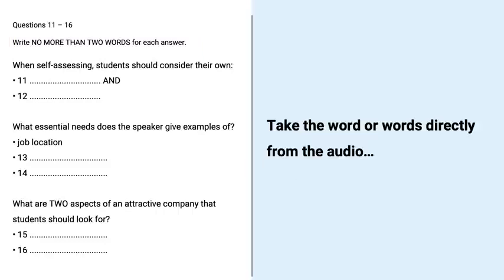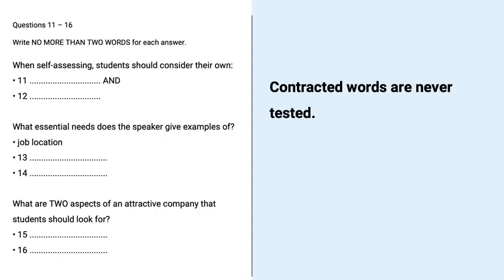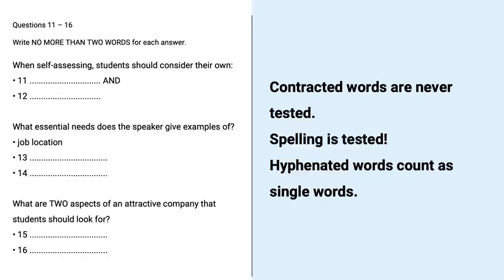Now, as you listen, you'll be taking the word or words directly from the audio. You don't change them at all. They should fit in those gaps. Contracted words are never tested. Spelling is tested. So if you get the right word but you spell it wrong, it will be wrong. Hyphenated words, which are very rare, do count as single words.